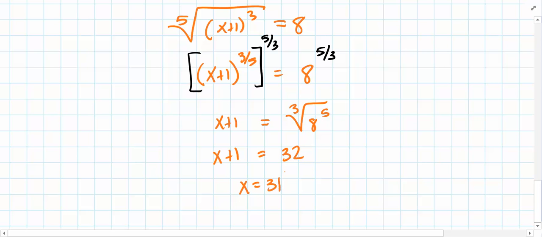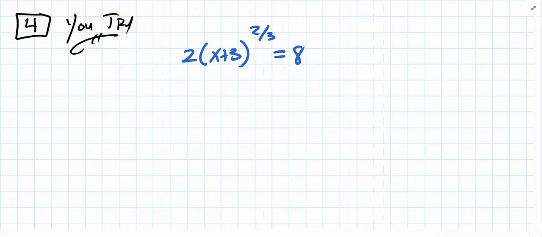All right, try this one for yourself. 2 times an x plus 3 to the 2/3 is equal to 8. If you need a drink of water, go ahead and go grab one over there.